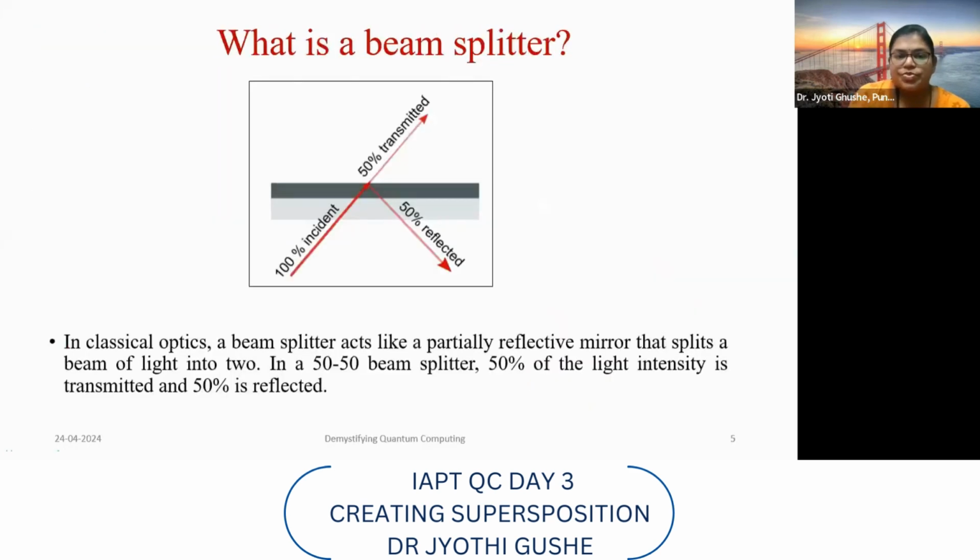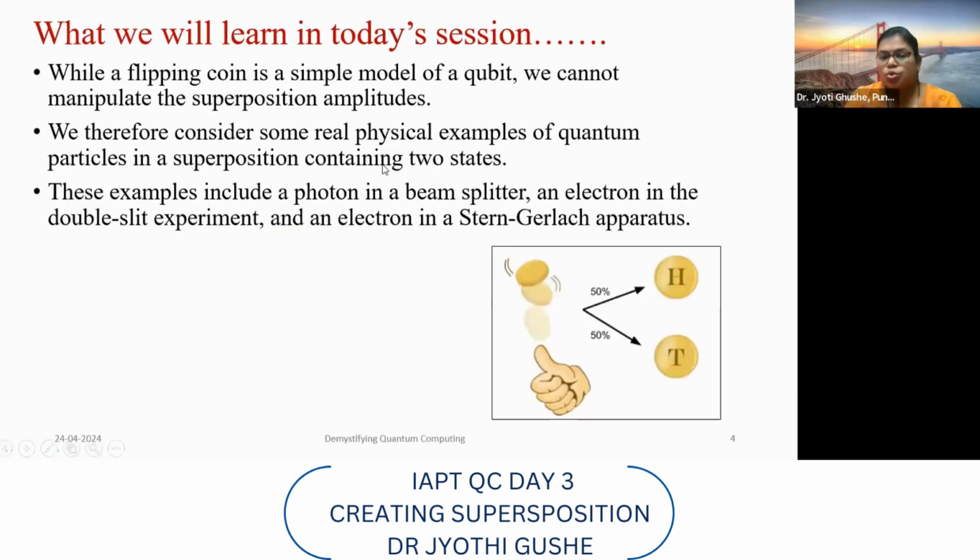Now, in today's session, what we will learn is how to create this superposition state. Like if we flip the coin, we can imagine that it is in the air, and we will get 50-50% probability of getting a head or a tail. But how to create such superposition states? For that, we need some real physical examples.